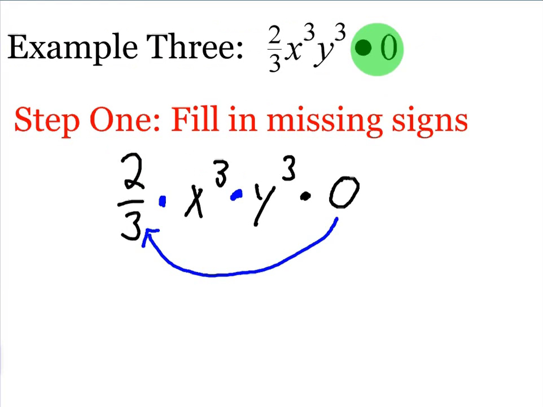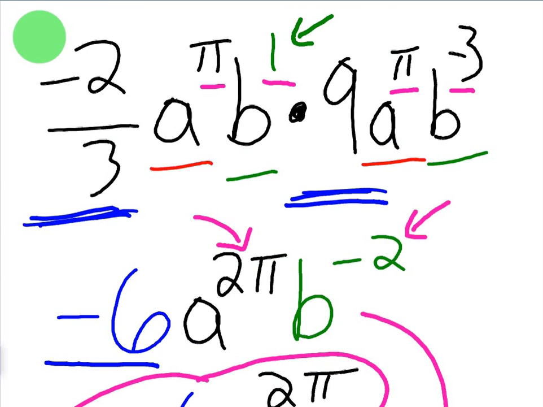I want to do another example here. We have negative 2/3 a to the pi b to the first times, well, actually the 1 wasn't there to start with, I guess we'll go ahead and assume it's there, times 9a to the pi b to the negative 3. So I'm doing this for a couple reasons. I know the name of this lesson is multiplying monomials, but when you're multiplying like bases, it doesn't really matter whether it's a monomial. The rule is the same.